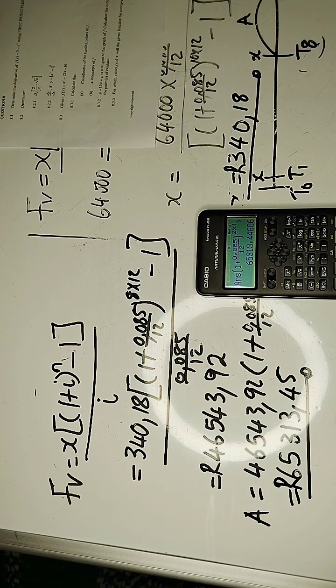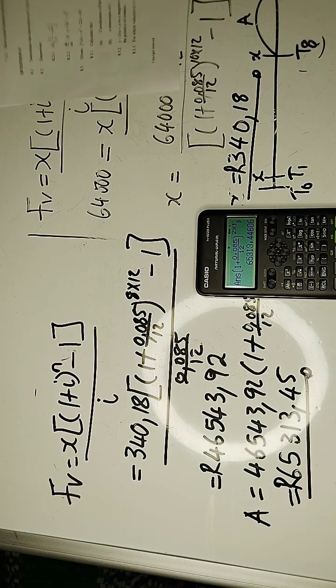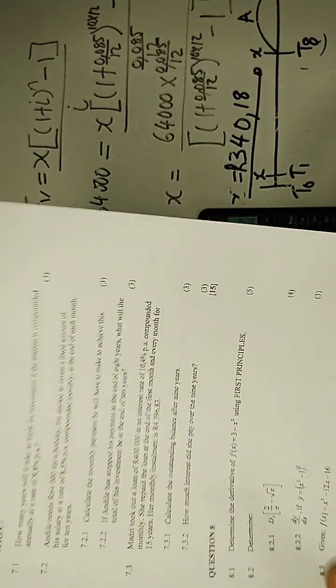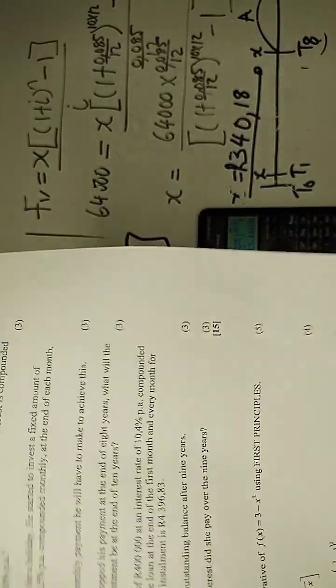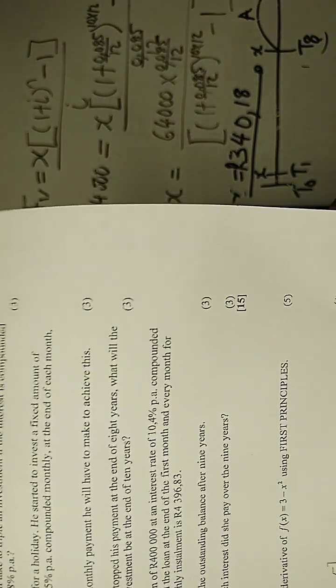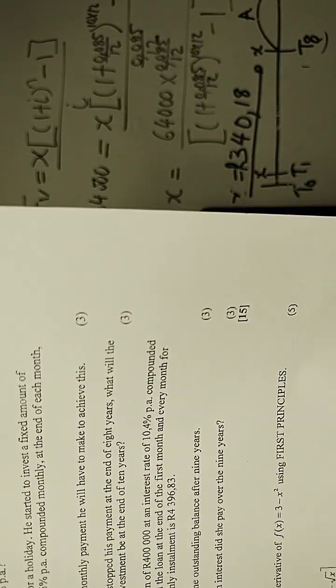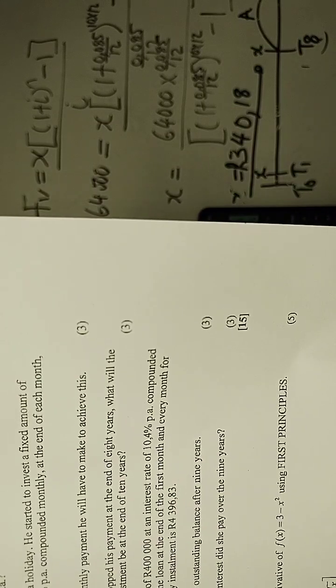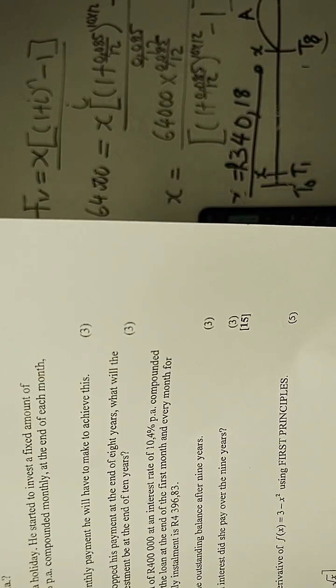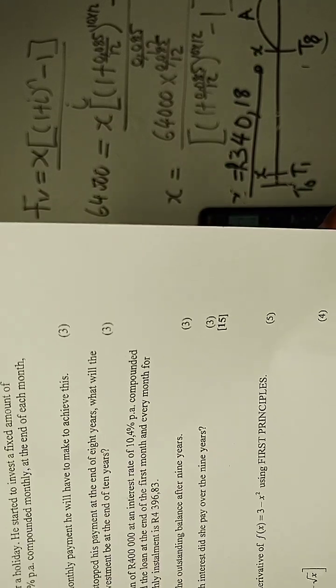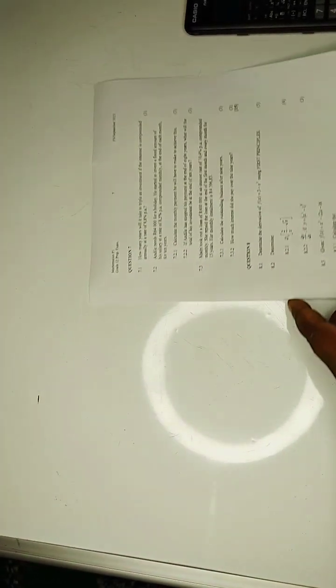Now let's continue with 7.3. 7.3 says Madri took out a loan at an interest rate compounded monthly. She repaid the loan at the end of the first month and every month for the 15 years. Her monthly installment, calculate the balance outstanding after 9 years. Let's calculate her balance outstanding.